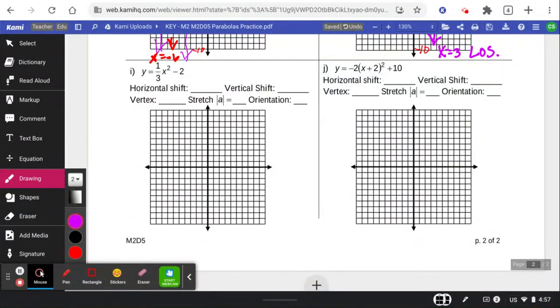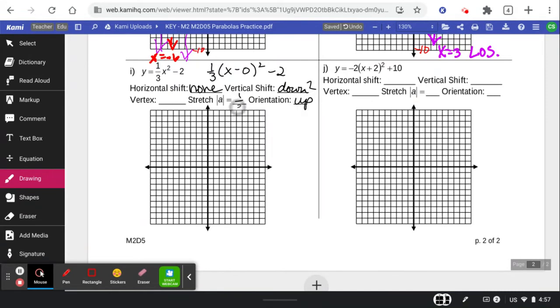Last but not least, this one has something weird. I could rewrite it as x minus 0 squared. Does that make you feel better? There is no horizontal shift. Vertical shift is down 2. Orientation is still up, positive. Stretch is 1/3. My vertex is going to be at 0, -2. It's right on the y-axis.